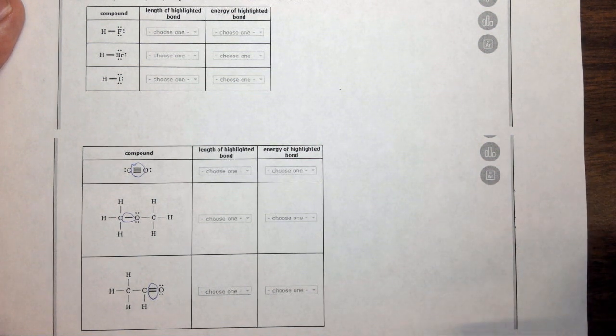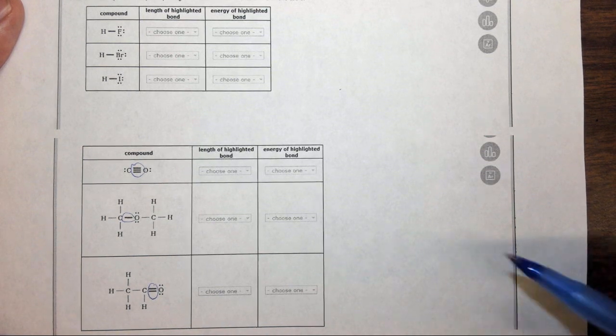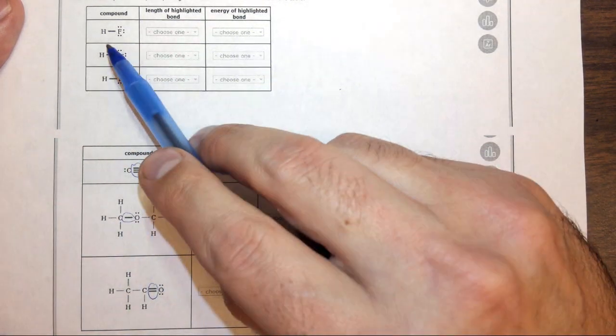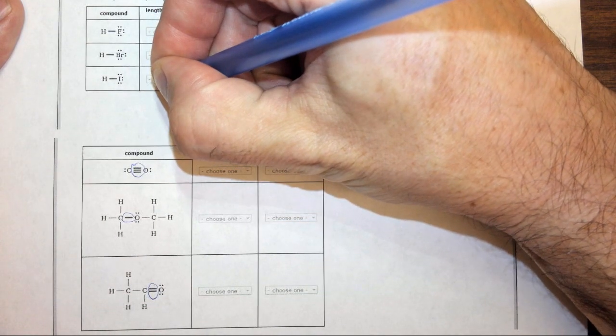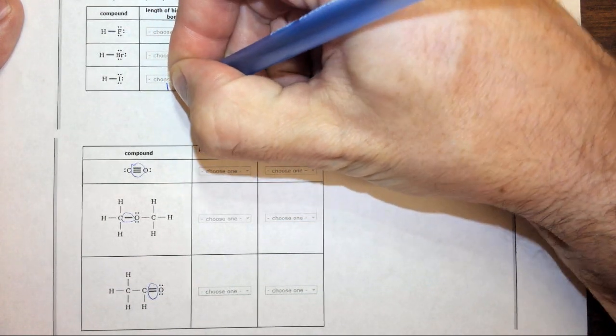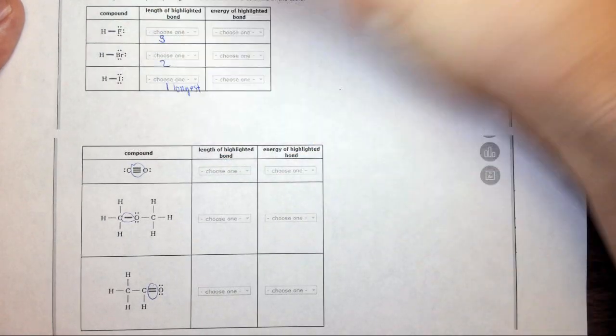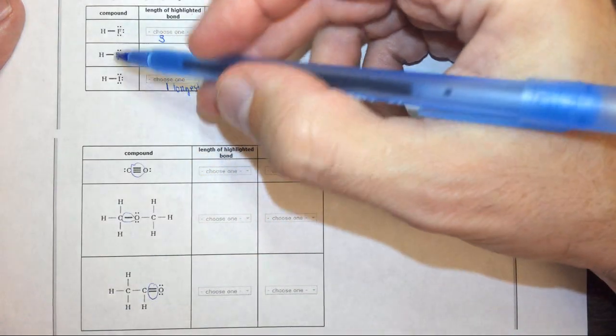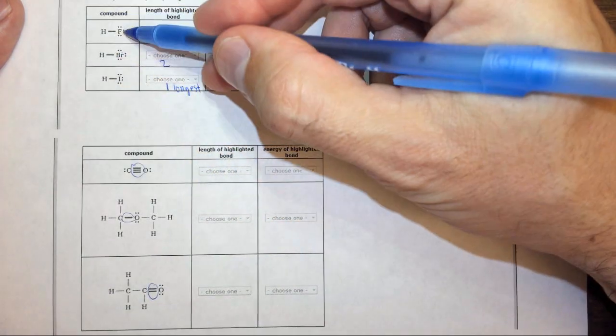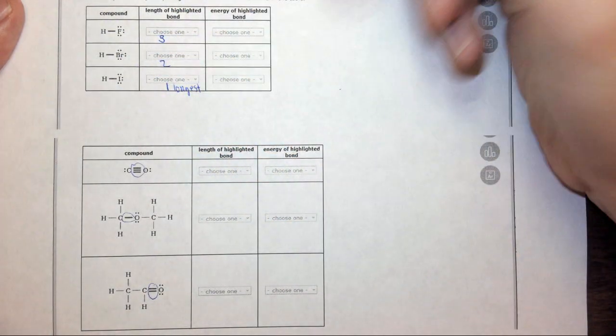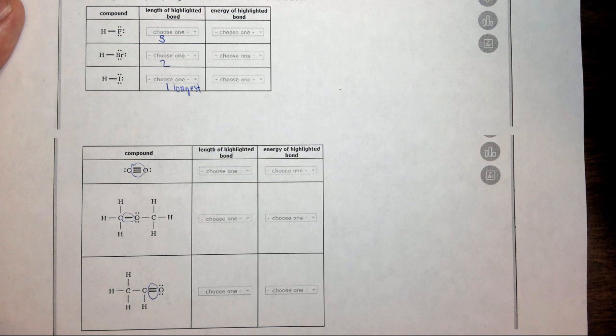So we have two different things going on here. So let's look at bond length first. Since iodine is bigger than bromine or bigger than fluorine, this is going to be 1 or longest, followed by 2, followed by 3. Because iodine is larger than bromine is larger than fluorine, so this is the order of bond length.